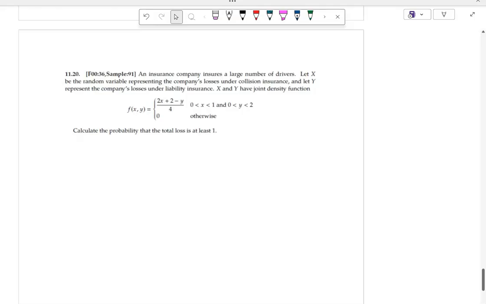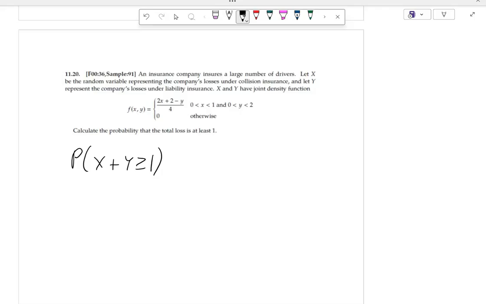Let's just set this last one up so that we can get another example of everything being set up here. They give you a joint PMF. The x and y are both representing losses. Doesn't matter what the losses are for. We want the probability that the total loss is at least 1. So in terms of x and y, what probability do we want? Yeah, x plus y is greater than or equal to 1.